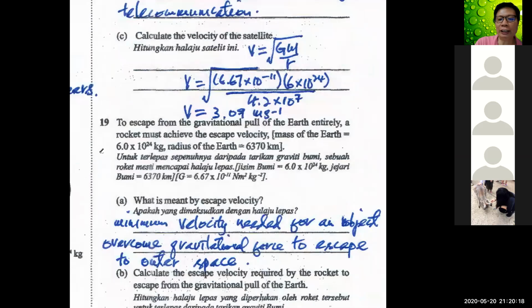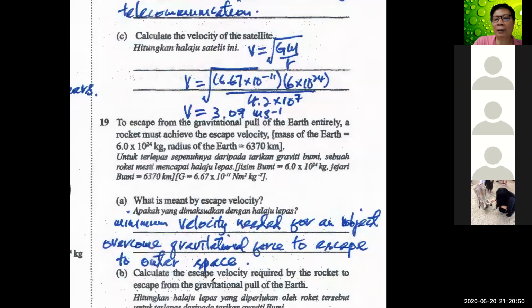All this definition, you all must know: it is a minimum velocity required for an object. This object is normally referring to a rocket or satellite. You want to carry the satellite out to the outer space, right? Or the rocket wants to go to the moon, for example. So you must have the minimum velocity to overcome the gravitational force to escape to the outer space.